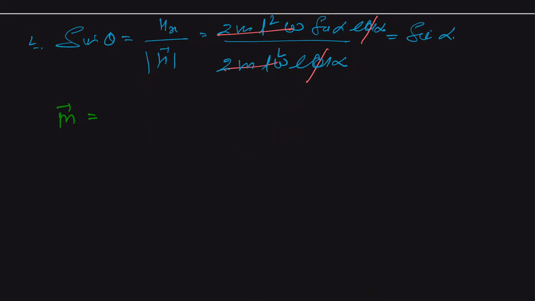So we get our m is equal to omega, and we have this as 2m L square omega cos of alpha, and sine of theta is equal to sine of alpha. So this is multiplied by sine of alpha. So this is our torque.